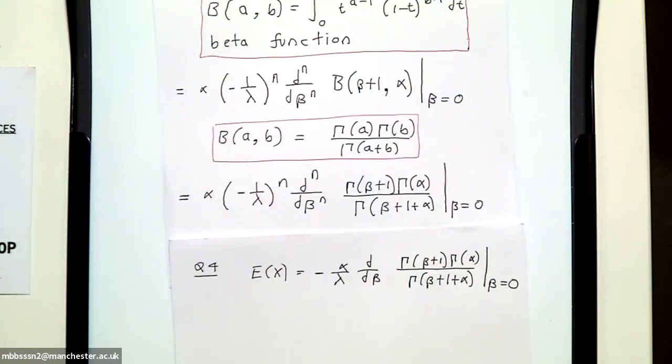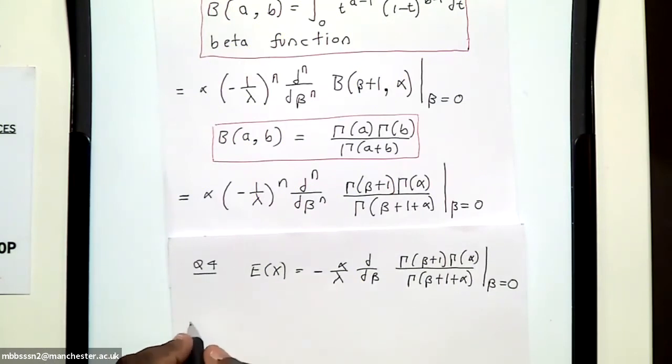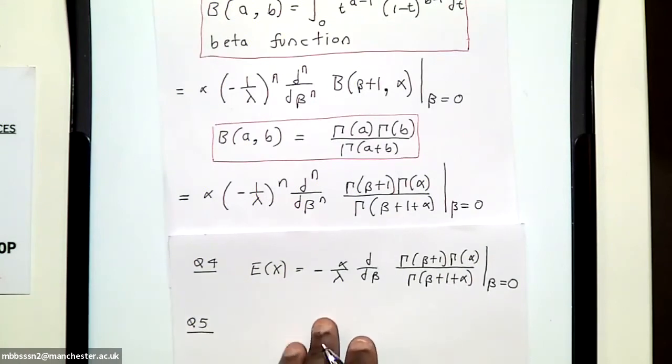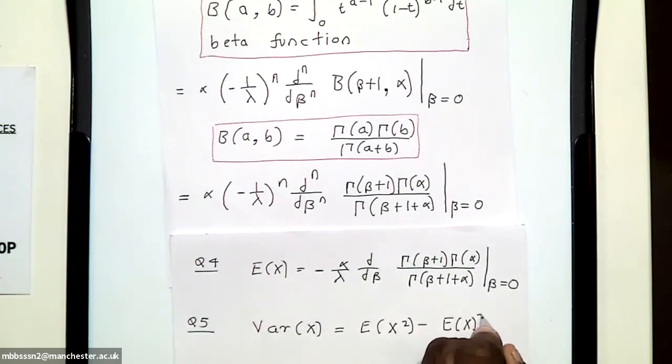I'm sure you know how to differentiate this. I'm lazy, I will let you finish it, okay? Part 5 of sheet 4, you are asked to find the variance of x. Remember, the variance is the expectation of x power 2 minus the expectation of x, squared, like this.